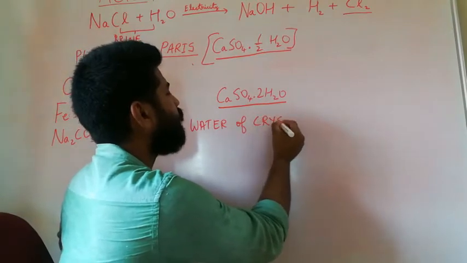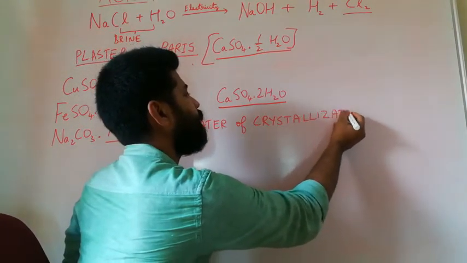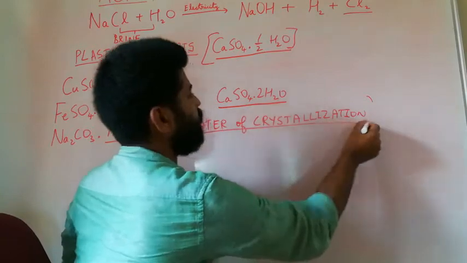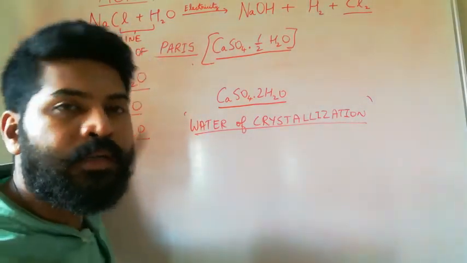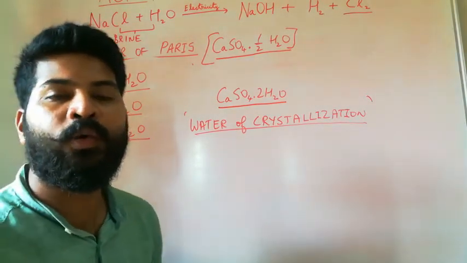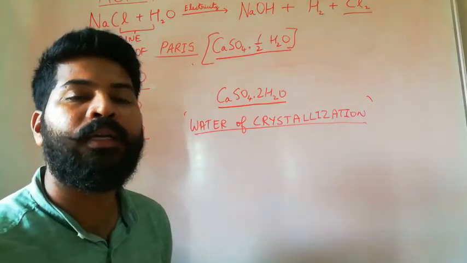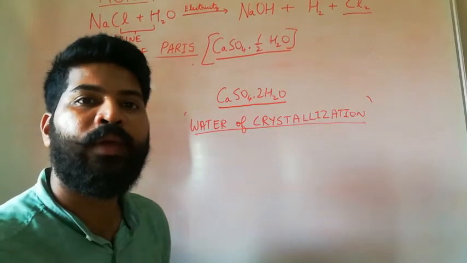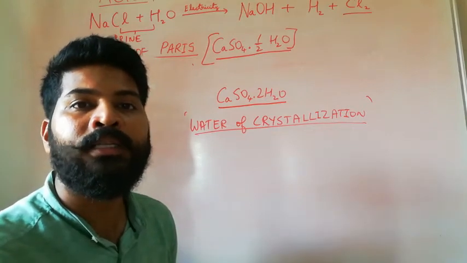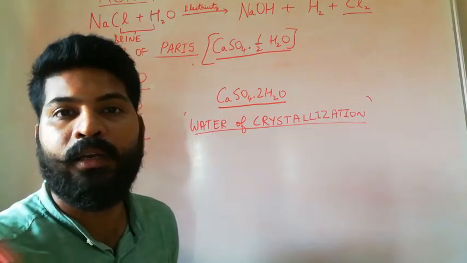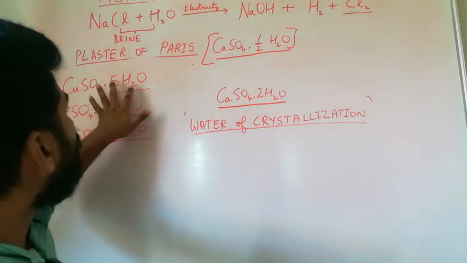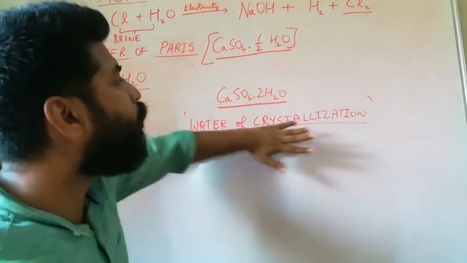Similarly, if you take ferrous sulfate, FeSO4.7H2O, and heat it, the green colored salt will first turn into white color and then ultimately turn into brown color. So the ferrous sulfate undergoes thermal decomposition to produce ferric oxide Fe2O3, and sulfur dioxide and sulfur trioxide gases are released along with water molecules. So these water molecules are called water of crystallization.